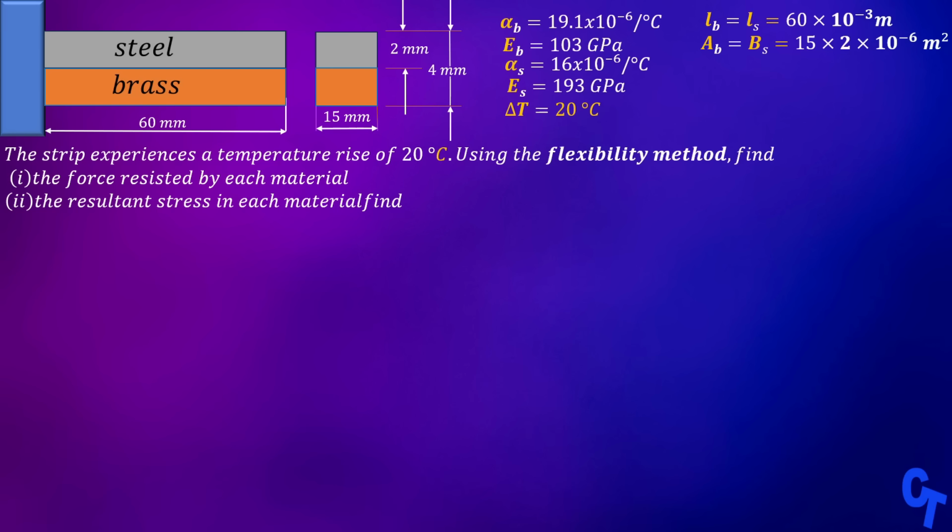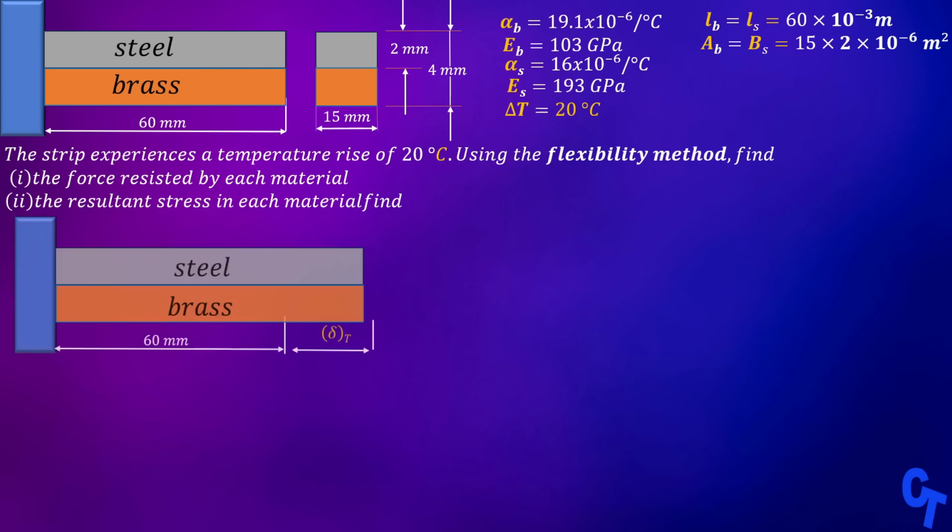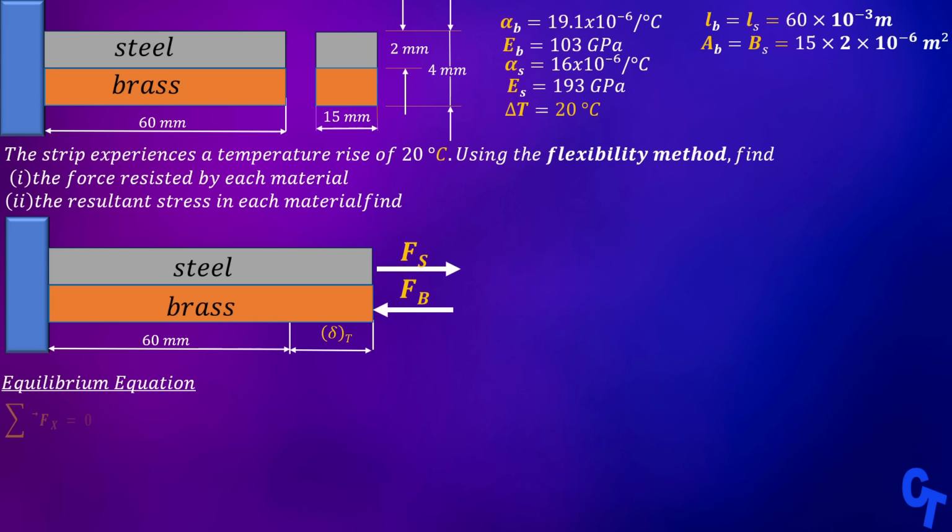Like we said before, the strip will expand when heated and the length will increase. Since brass has a higher coefficient of thermal expansion than steel, it will expand faster, hence having a backward reaction, while steel has a forward reaction. Now let's write the equilibrium equation. I am taking the right side as positive. Fs minus Fb should give us 0, and if we rewrite, Fs should be equal to Fb. Let's name it equation 1.